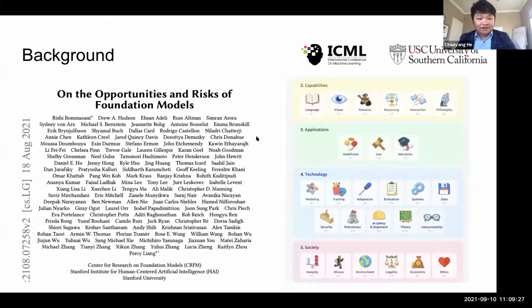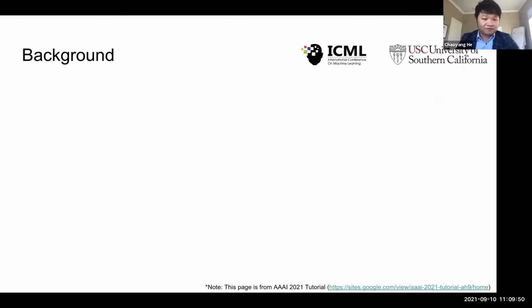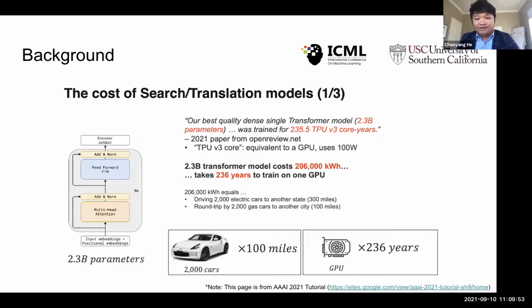Recently, a paper published by Stanford called this direction foundation models. Foundation models means we can train large-scale models like transformers, but they can scale to any kind of application, as you can see here: healthcare, education, language processing, computer vision. Any kind of application can reuse this pre-trained model. But training such a model may cost too much energy, as you can see here. It may take hundreds of years to finish the training if you run on a single GPU.